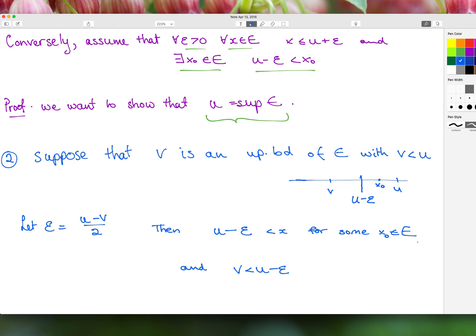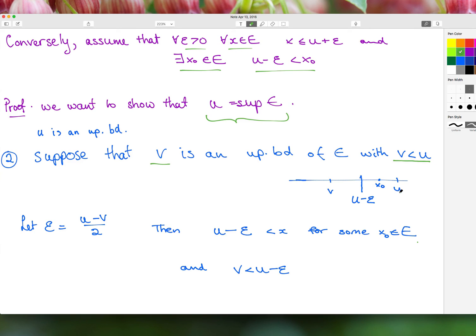And again, we're going to do this by contradiction. So we know that U is an upper bound. And we're going to suppose that V is also an upper bound of E, but V is strictly less than U. So if that happens, of course, that means that U is not the least upper bound because that's a smaller one. So we're going to try and contradict this assumption.